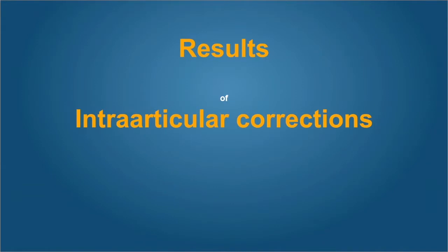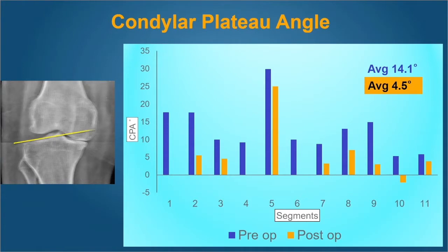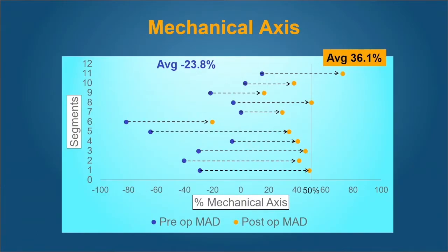So we looked at our results, and we found that the joint line convergence angle from an average of 9.2 pre-op came down to 3.6, which is well within the reasonably normal limit. The condylar plateau angle, which is how we measure it between the two tibial condyles, reduced from a pre-op of 14.1 to an average of 4.5. The mechanical axis, with an average of pre-op minus 23.8, came up to an average of 36.1. Not perfect, but significantly better.